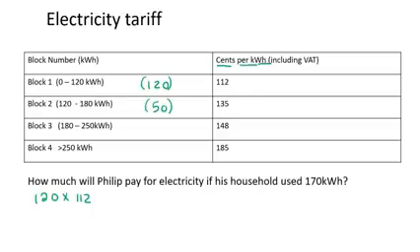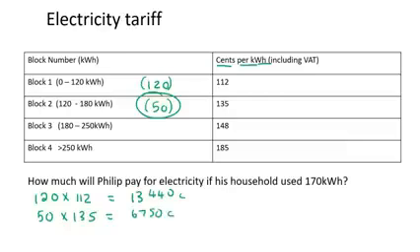Okay, so it's that one, and then we're only using 50 inside this category, so 50 multiplied by 135. And so this first one would be 13,440. Remember, this is cents. Okay, that's cents. And then this next one is 6750, and that's also in cents.